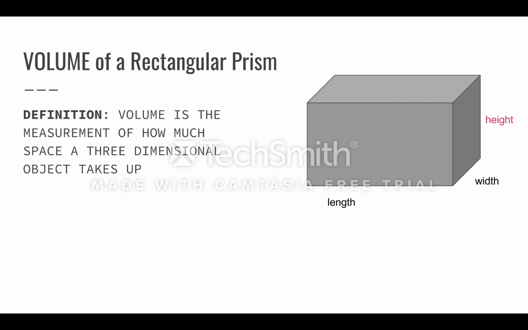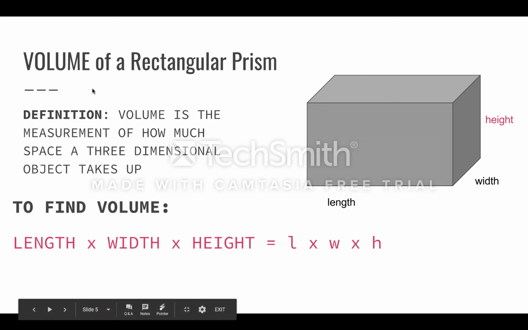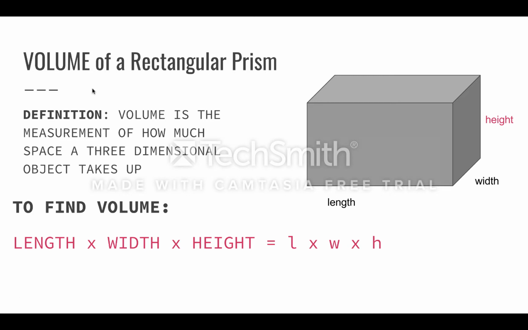That's because the formula is simply taking length times width times height, abbreviated L times W times H. There's also another formula, and you may see a problem where they give you the area of the base times the height, and that would be a capital B times H.